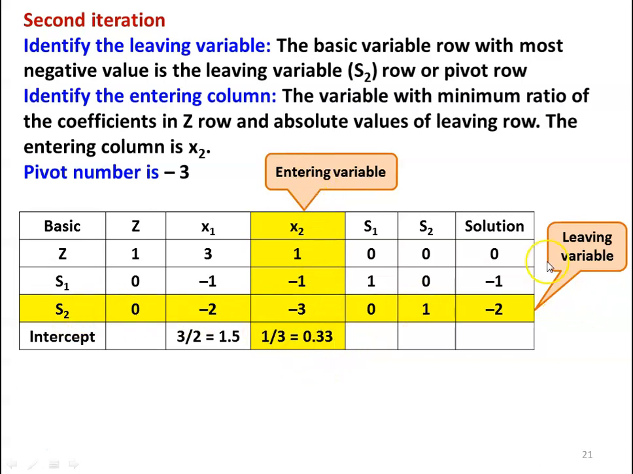Now, entering variable. So, S2 is the leaving variable. X2 is the entering variable. And the pivot number is minus 3.